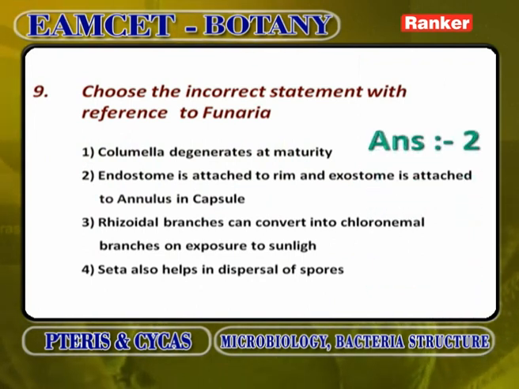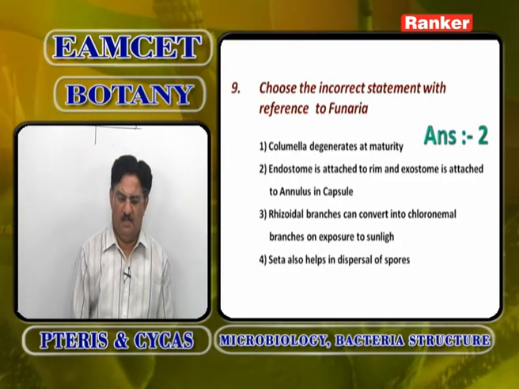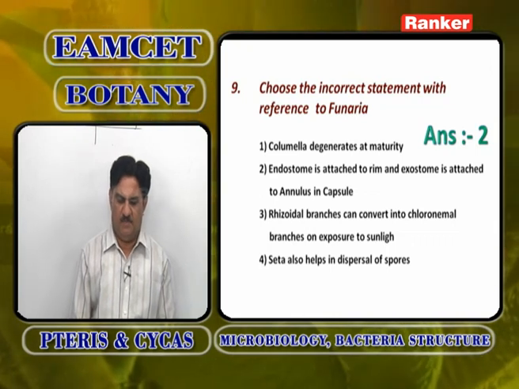Choose the incorrect statement with reference to Funaria. Columella degenerates at maturity, correct. We have to identify the incorrect statement. Rhizoidal branches can convert into chloronemal branches on exposure to sunlight. Definitely, when a rhizoidal branch comes out of the soil, it gets sunlight and converts into chloronemal branches.